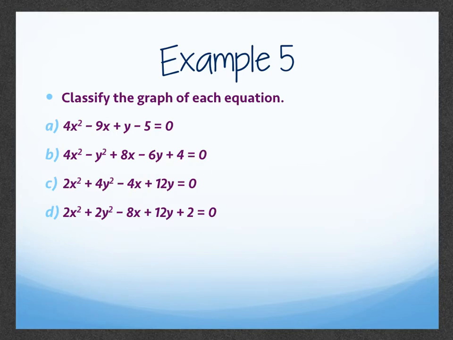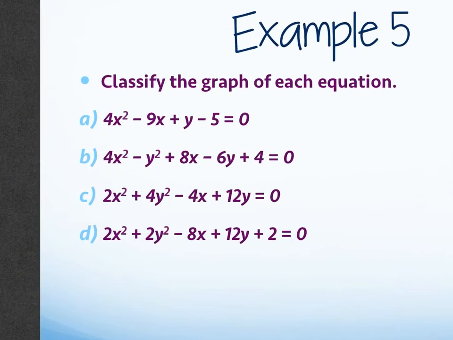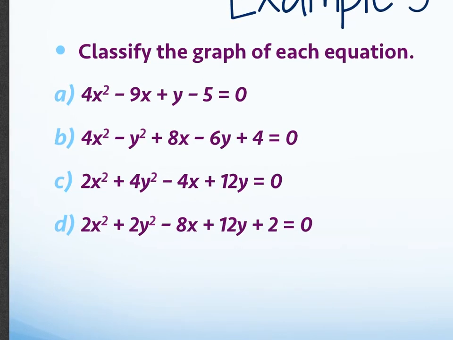All right, so example 5 says classify the graphs of each equation. If I look at example A, what is A in this equation? 4. What is C? There's no C, which means 0. What is this type of conic? A parabola, right? That product would be 0, which makes it a parabola.